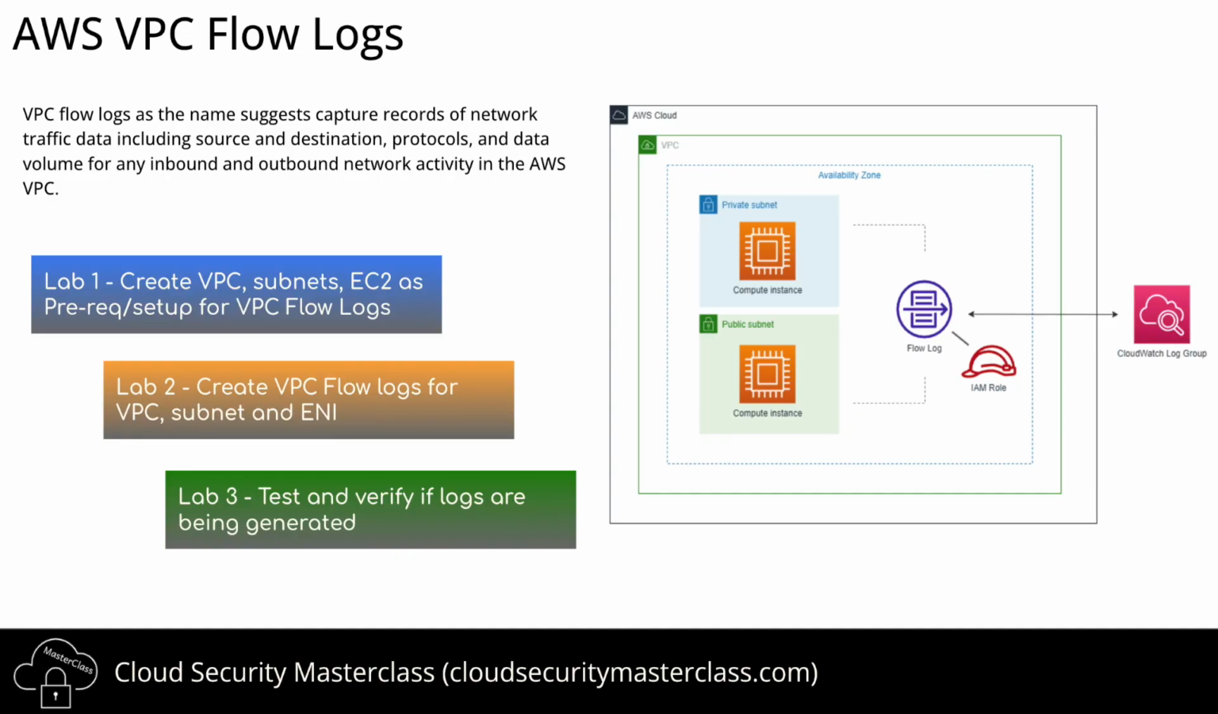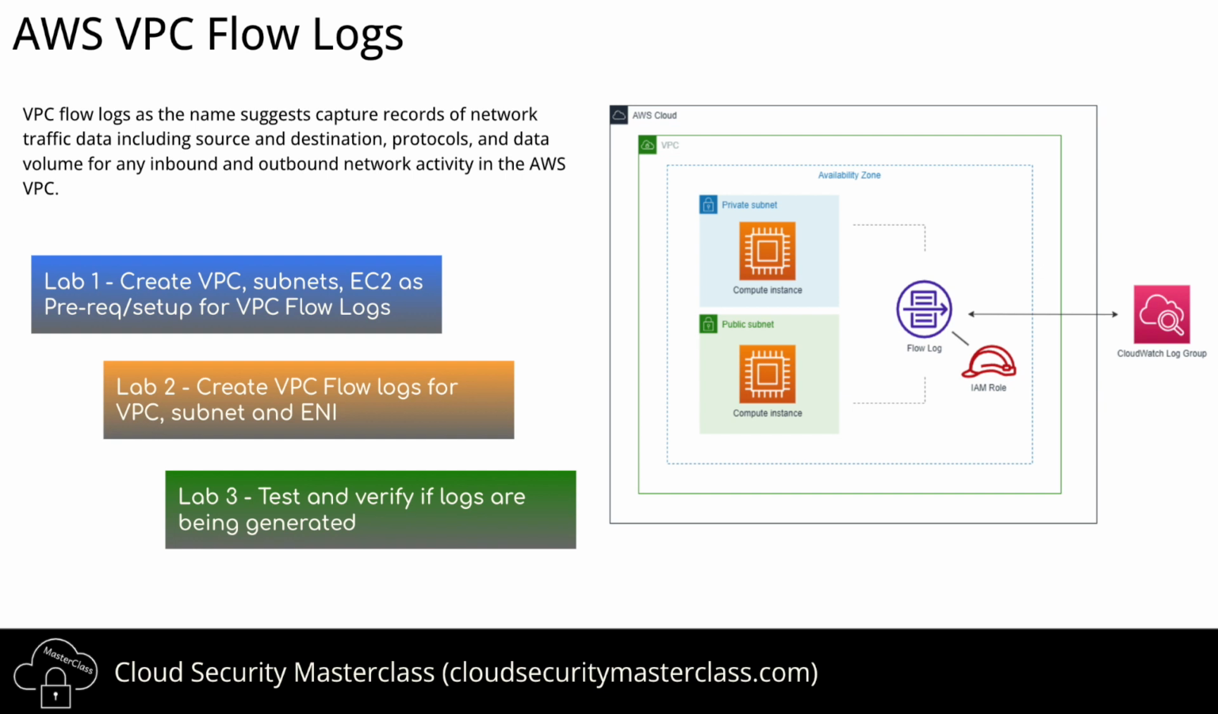VPC Flow Logs, as the name suggests, capture records of network traffic data, including source and destination, protocols, and data volume for any inbound and outbound network connectivity in the AWS VPC. They're relevant for security because they provide visualization into the network traffic in your VPC, which can allow you to detect suspicious threats that are coming into your network.